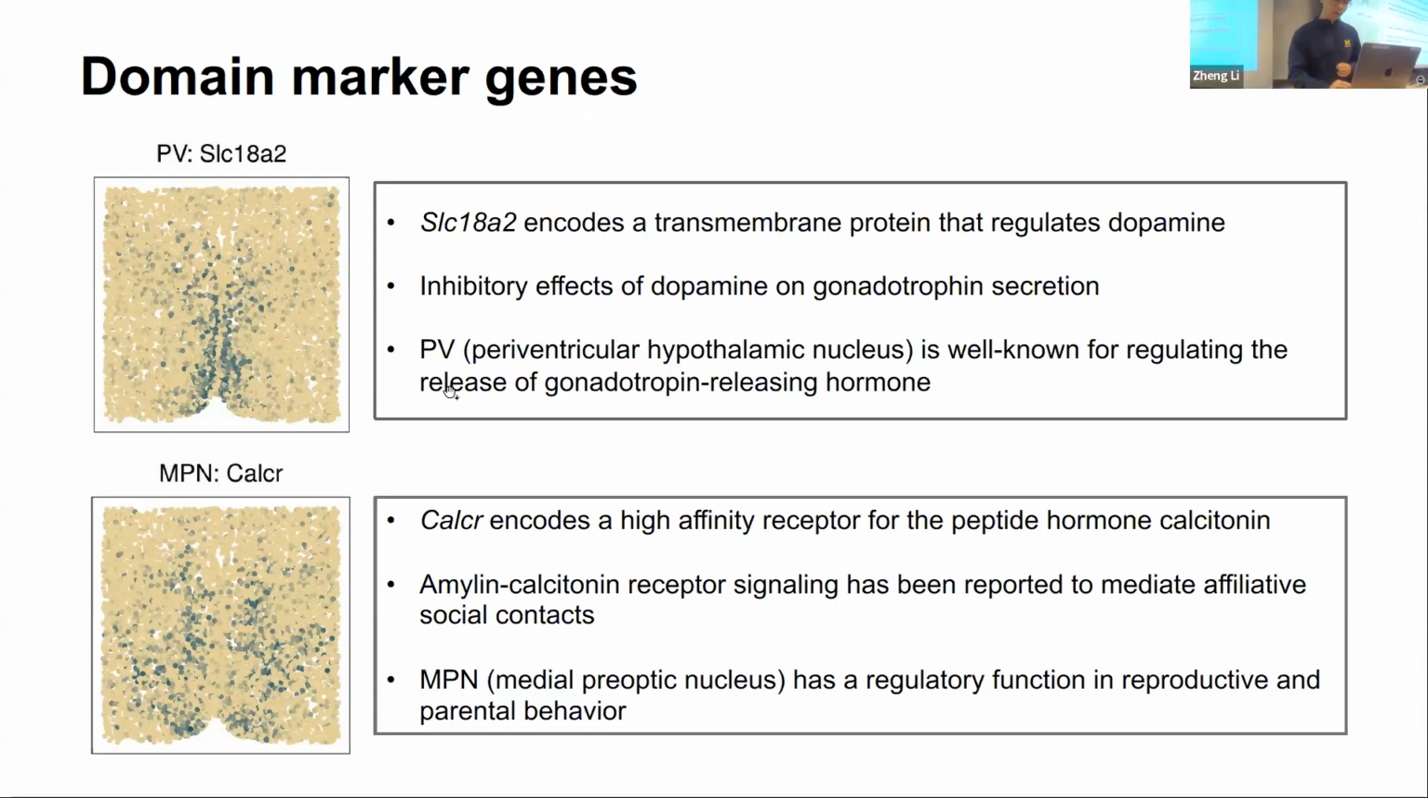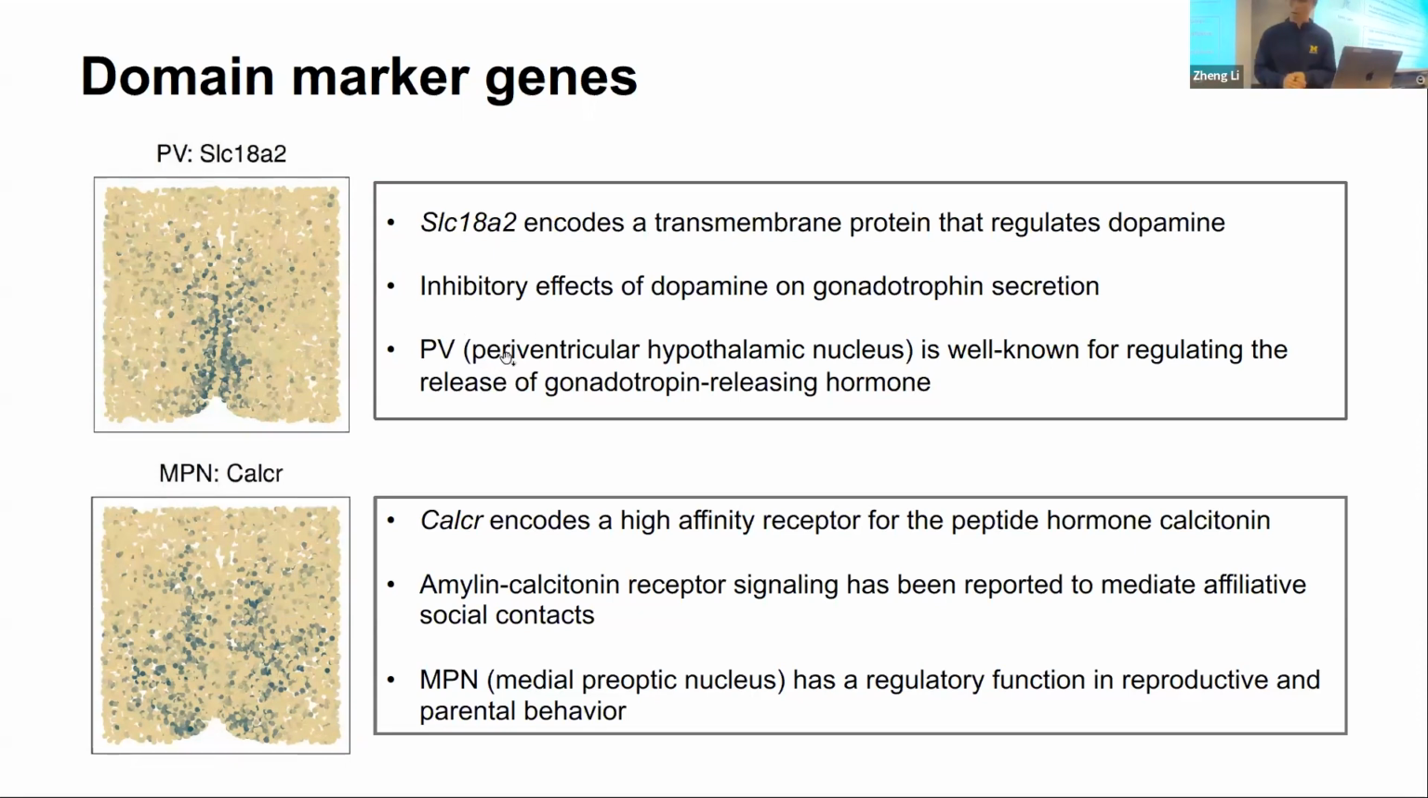According to some previous research, this region is well known for regulating the release of the gonadotropin releasing hormone. So our analysis indicates this gene SLC18A2 might underlie the function of the PV.